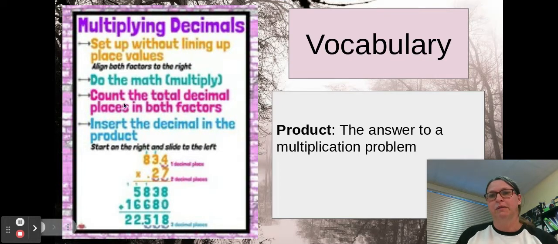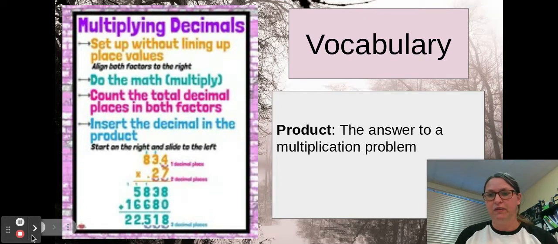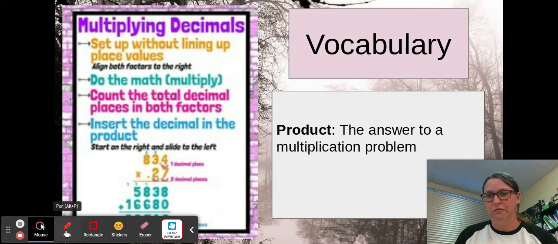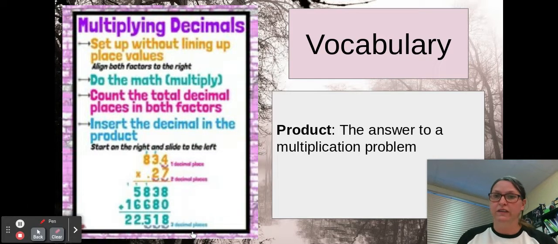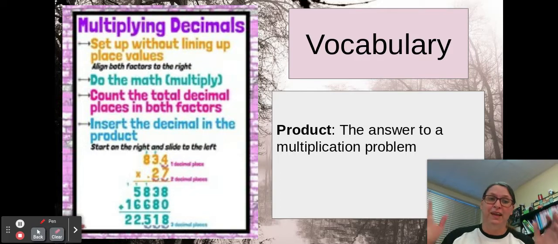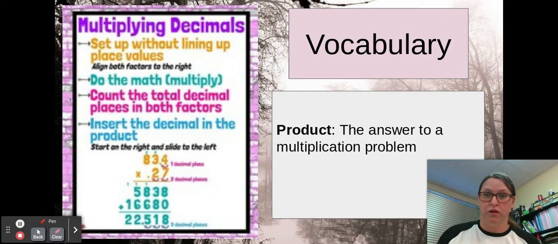When you are multiplying by decimals, a couple of important things to remember: the first thing you're going to do is set it up like a normal multiplication problem. You don't line up the decimal places, you just line it up like a basic multiplication problem. And then you do the math like a normal multiplication problem.